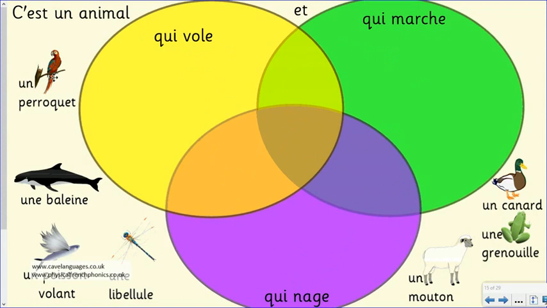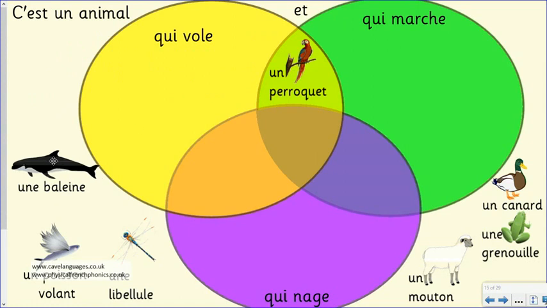Okay, so we've got the word for a parrot, perroquet. See if you can say the sentence to describe this before I put the parrot in the right place. Okay, I'm going to put it here. C'est un animal qui vole et qui marche, which flies and walks.